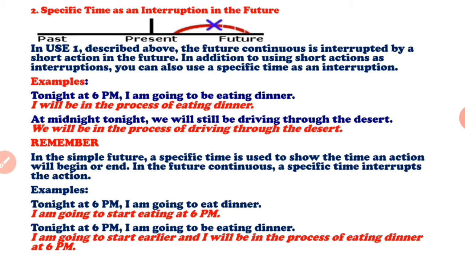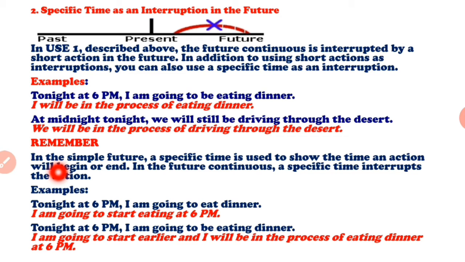Before this, you can check this one. I will be in the progress, we can place here, but not process of eating dinner. It means at 6 p.m. I will be having my dinner. It means the process of having the dinner will continue.